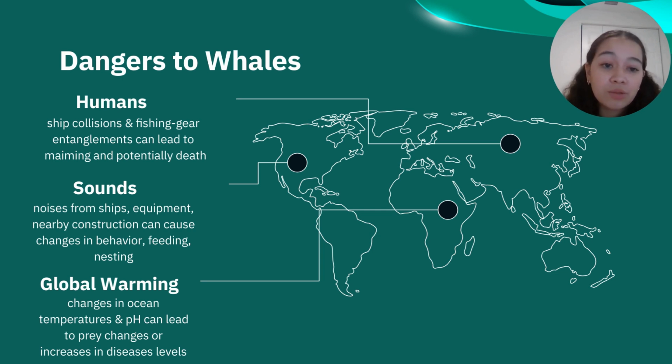Even global warming, which is one of the biggest concepts they face, changes in ocean temperatures and pH level can deeply affect their prey catches and can even lead to increased levels of disease. So even though there might be a great amount of fish, there might be very unhealthy amounts of fish. Or when we think of prey changes, we can think of smaller catches of fish, like we mentioned in fisheries before.